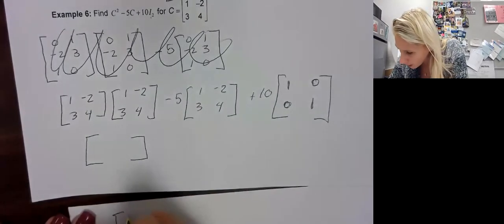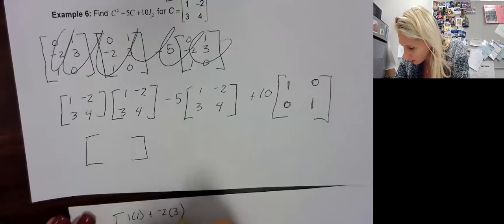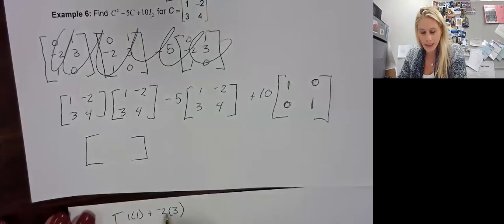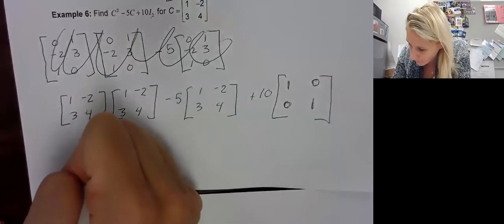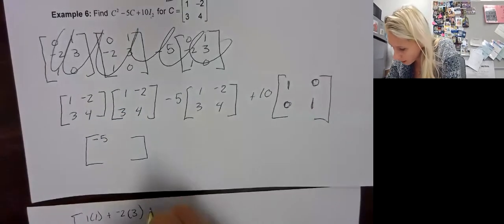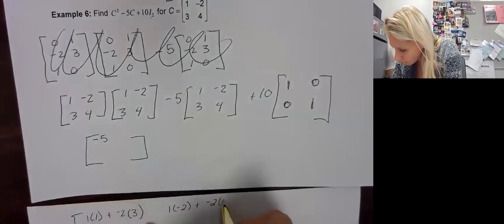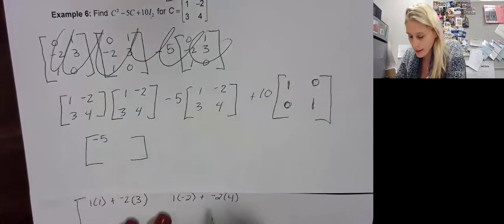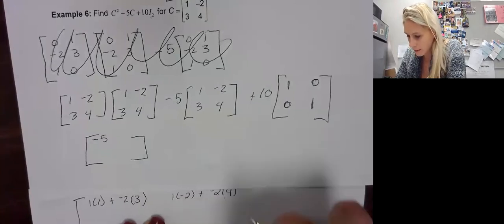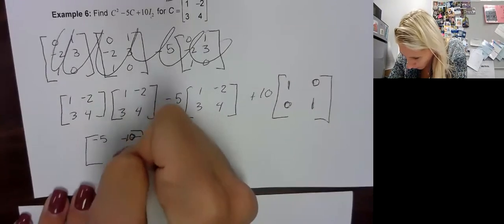So, let's see, I've got 1 times 1 plus -2 times 3. What does that equal? That is -6, and 1 is -5. The next one here, I've got 1 times -2 plus -2 times 4. That's what? -8, and -2 is -10. I shouldn't get that up there. Sorry, guys.